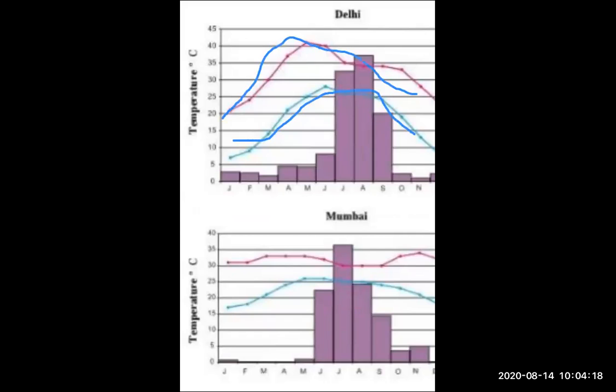Now in Delhi, what is the minimum temperature? The minimum temperature is 11 degrees Celsius, and the maximum temperature is 40 degrees Celsius. If I ask you about Mumbai, what is the temperature? Your answer should be 19 degrees Celsius minimum, and maximum is 35 degrees Celsius.